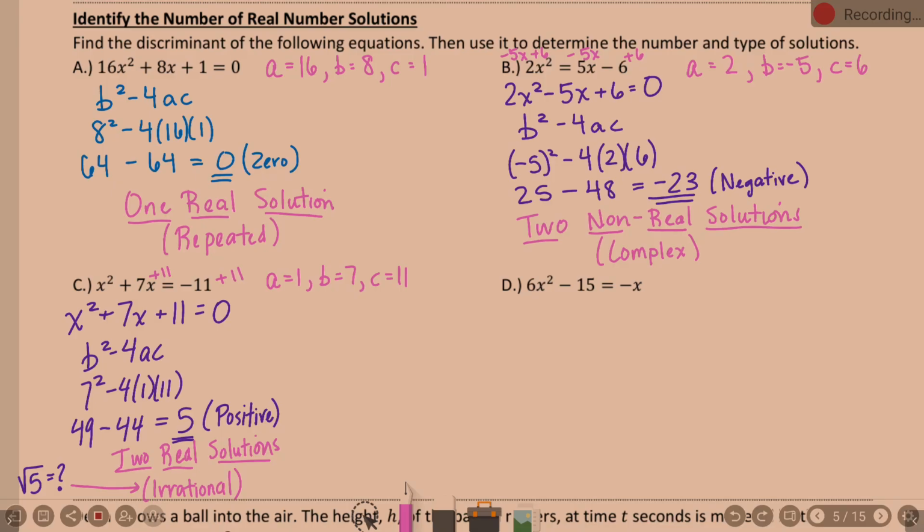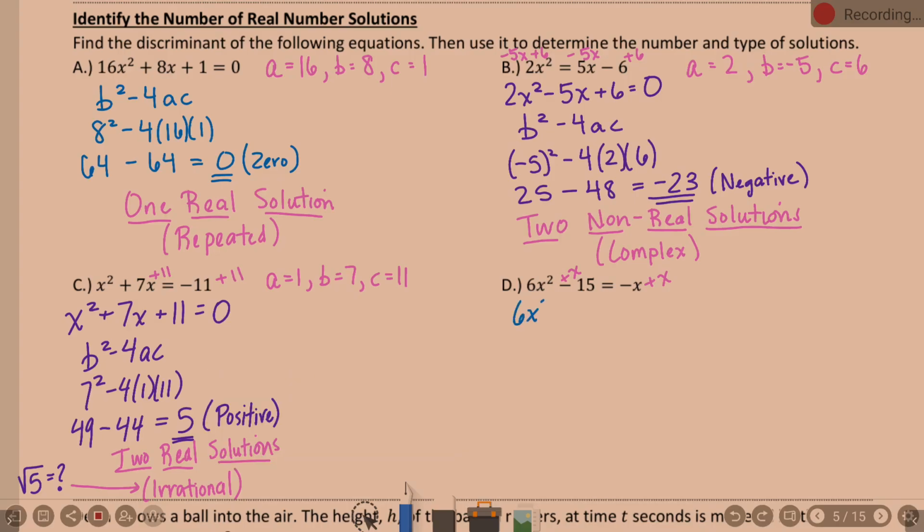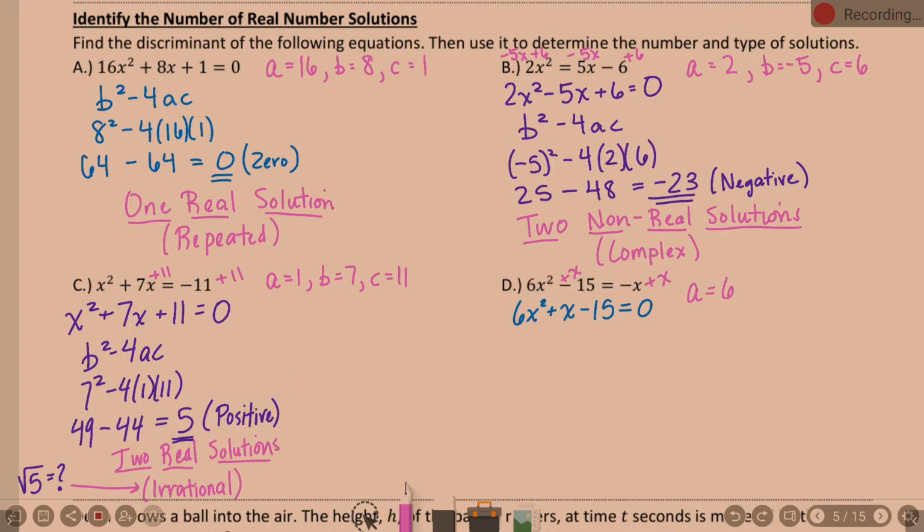One more in this section. 6x squared minus 15 equals negative x. I don't care if you tell me your ABCs or not, but before you get started, you need to add the x over. Now, where are we going to add that x? In the middle, yes? So I have 6x squared plus x minus 15 equals 0. Humor me for a moment. A is 6, B is 1, and C is negative 15.